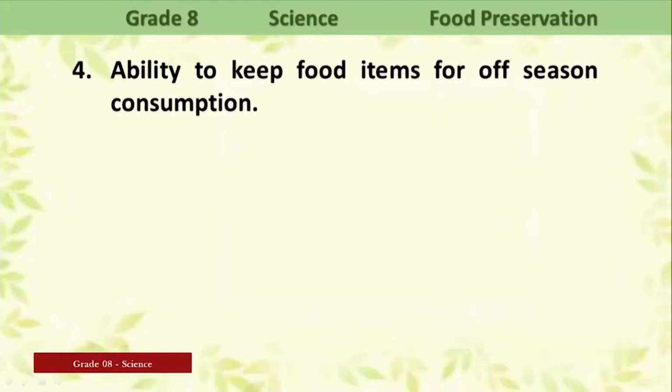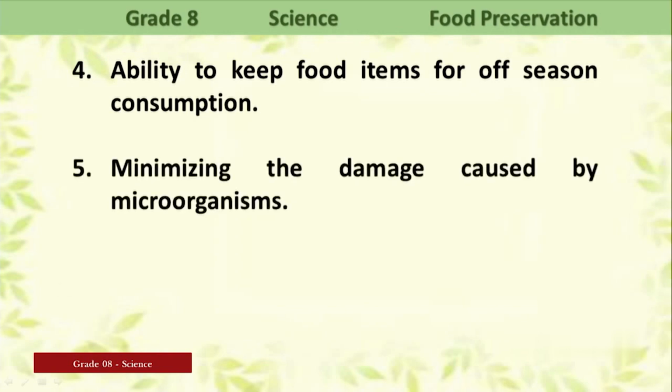Ability to keep the food items for off-season consumption. You know that there are certain types of food items that can be consumed in one season of the year or two seasons of the year. Then the ability to keep the food items for off-season consumption. Then minimizing the damage caused by microorganisms.